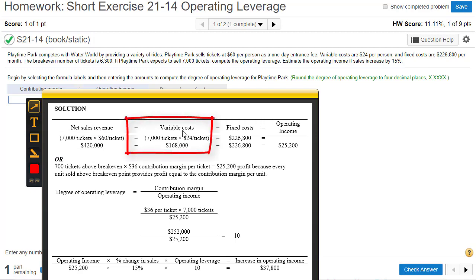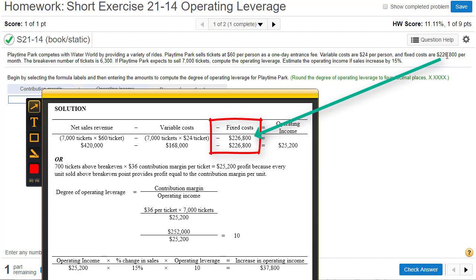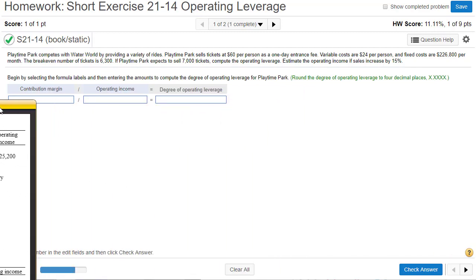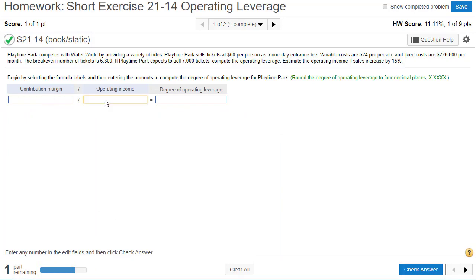Then we subtract our variable costs, which are the same 7,000 tickets times their variable cost per ticket, which is 24. And that gives us $168,000 of variable costs. Then we subtract fixed costs, which are $226,800. So we take our sales revenue, subtract variable costs and fixed costs, gives us our operating income of $25,200. So we can plug that in here, $25,200.